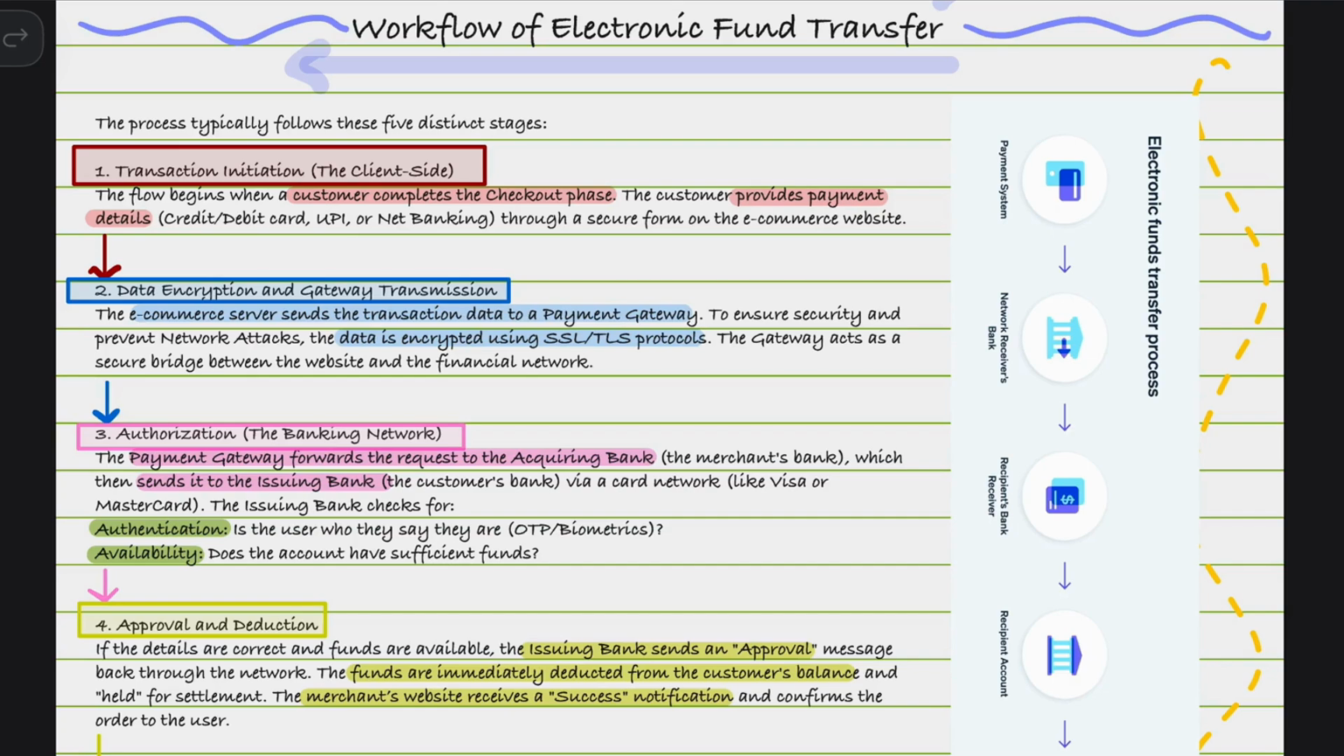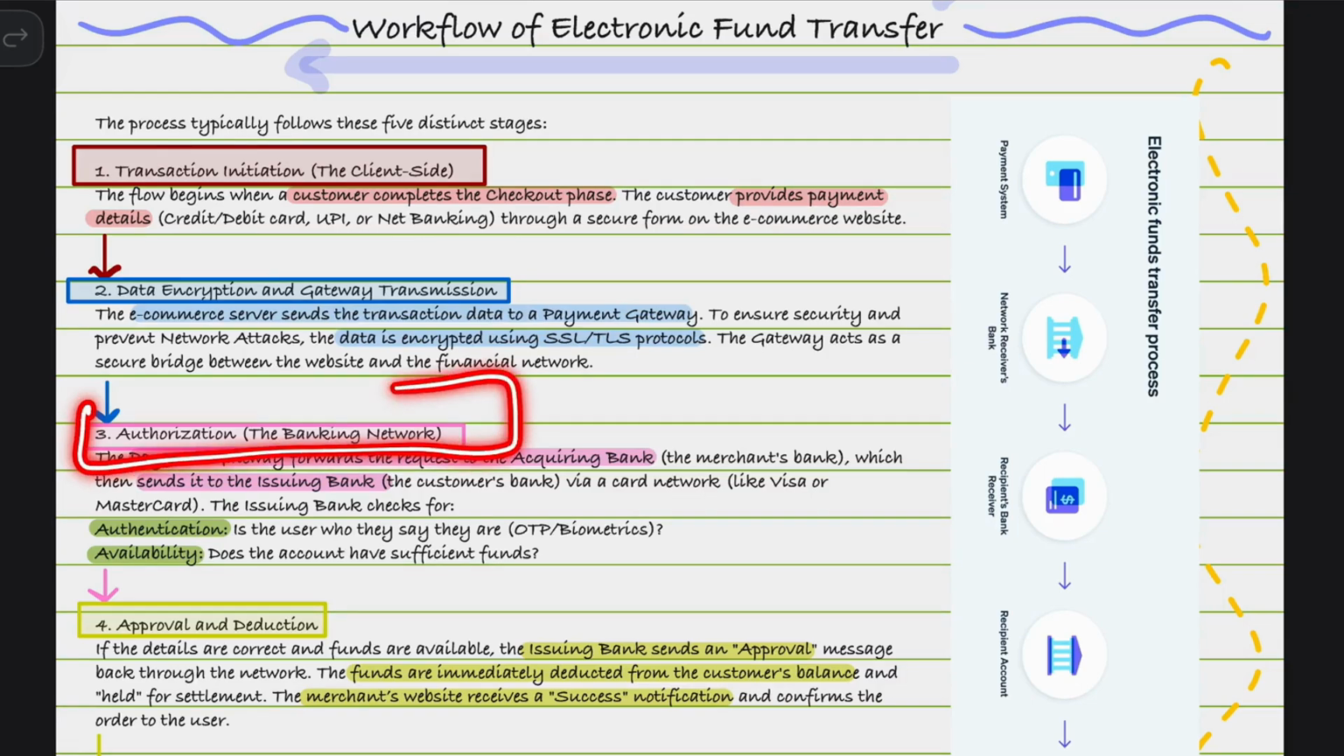So what is happening over here: we send the transmission data to the payment gateway. Data is encrypted using SSL or TLS protocol, and the gateway acts as a bridge between the website and the financial actor. It is a truck taking this secure message from the website to the financial network.